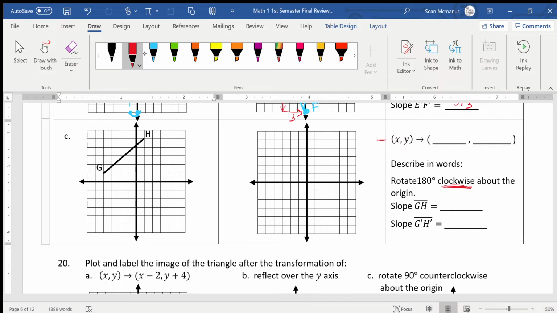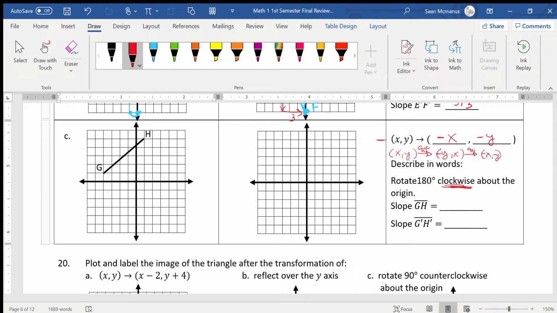So I know every 90 degrees, if I go 90 degrees, they flip, and the first one changes. If I go 90 degrees again, they'll flip again, and the first one changes. So I know that x, y will end up at negative x, negative y. That's probably the easiest way to do it on the computer.